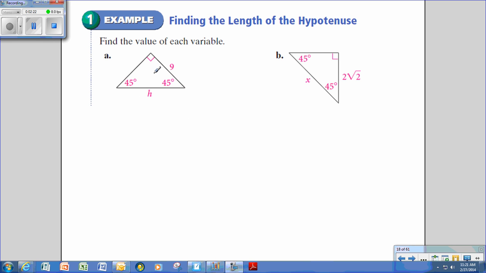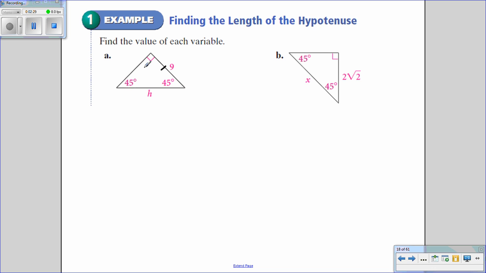A couple of other examples. In this 45, 45, 90 right triangle, one of the legs is 9. I know the legs are congruent. So this leg is also 9. Making the hypotenuse the leg times radical 2. The legs are both 9. So that's going to be 9 times radical 2.